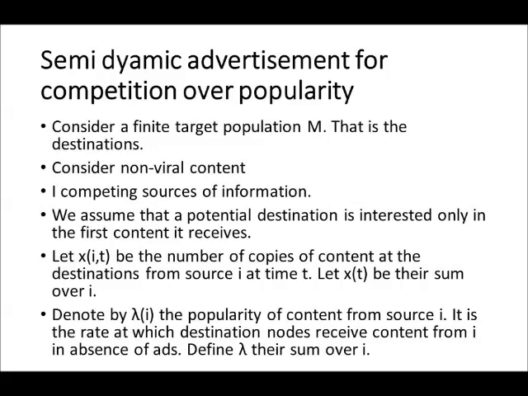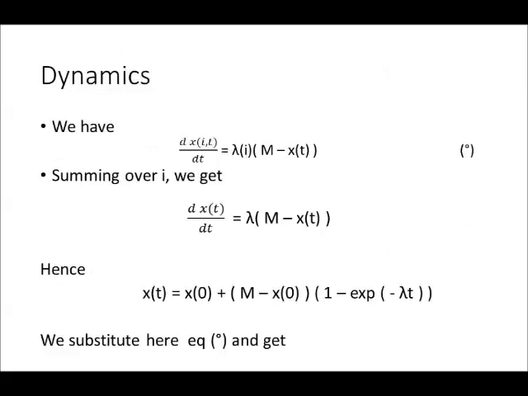Let X_i(t) be the number of copies of the content at the destinations from source i at time t. And let x(t) be their sum over the different players i. We denote by lambda_i the popularity of content from source i. What is the popularity here? It is the rate at which destination nodes receive content from source i in the absence of advertisements. We define lambda to be their sum over all the i's. Next, we describe the dynamics of the system.